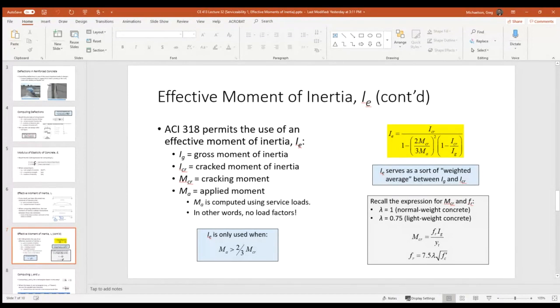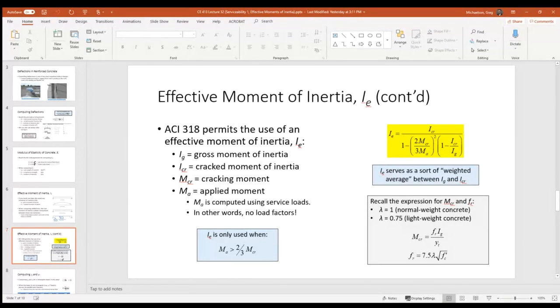I'm just going to give you a value for our example today. But just keep in mind, there's no load factors. It's just service loads, no load factors at all. Now, you only use the effective moment of inertia when the applied moment is greater than about 2/3 of your cracking moment. Otherwise, you would just use IG.